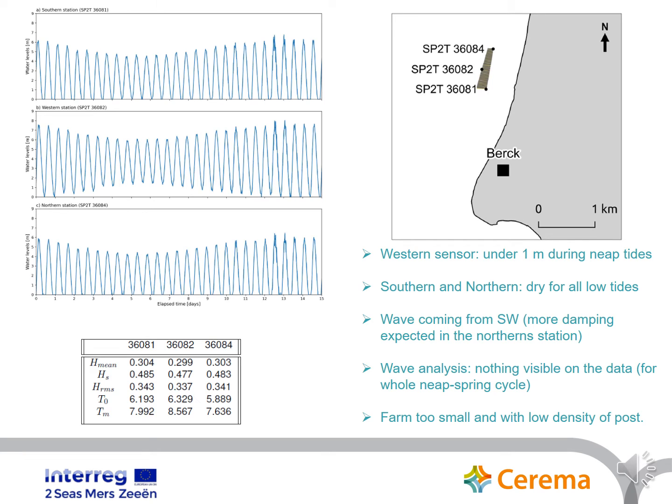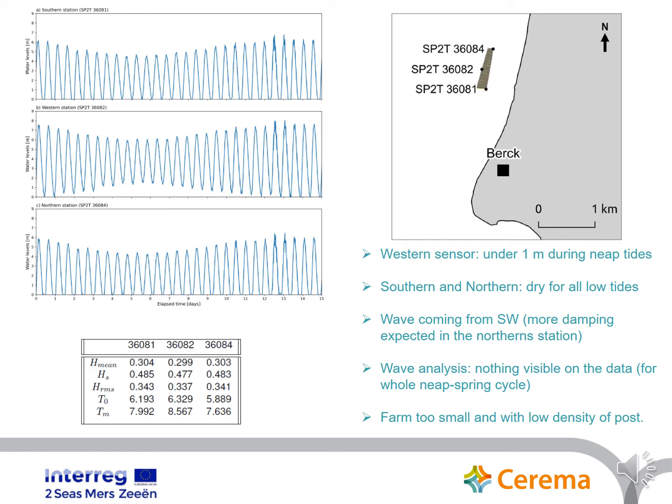Here you can see the measurements we have extracted from the second survey, the 15-day survey. The one in the middle corresponds to the western sensor, where we have 1 meter of water above the sensor during the neap tide. For the two others in the eastern part, we have a dry configuration at all low tides. From this water level measurement, we can extract information related to the waves.